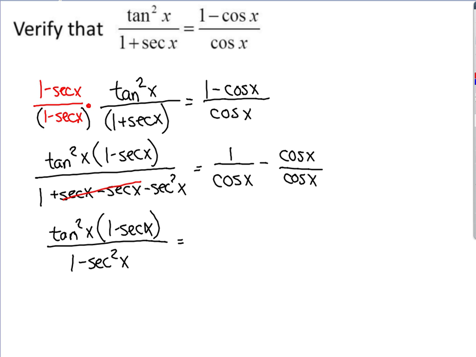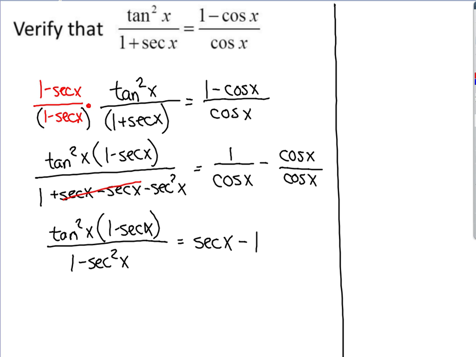On the right side, 1 over cosine, the reciprocal of cosine is secant, and cosine over cosine will just reduce to 1. So on the right side, we're probably done. That's as far as we can simplify over there. But we need to finish the left side so that it looks the same.